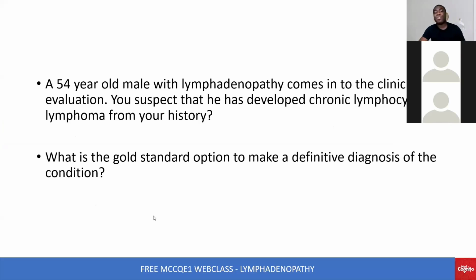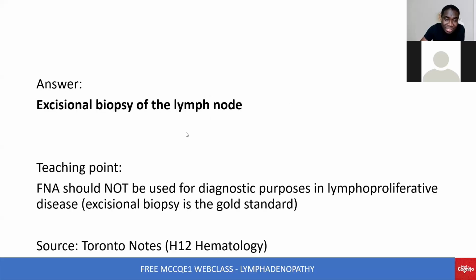Another question. A 54-year-old male with lymphadenopathy comes into the clinic for evaluation. You suspect that he has developed chronic lymphocytic lymphoma from your history. What is the gold standard option to make a definitive diagnosis? Gold standard. What is it? A biopsy. Oh, Dr. Sawa says bone marrow. No. So what is it? Excisional biopsy.